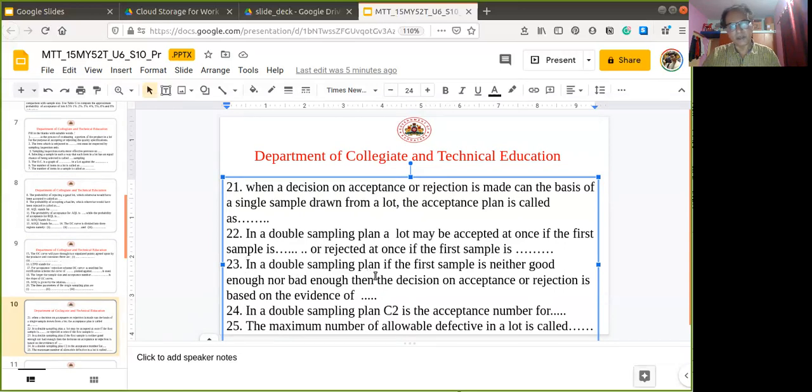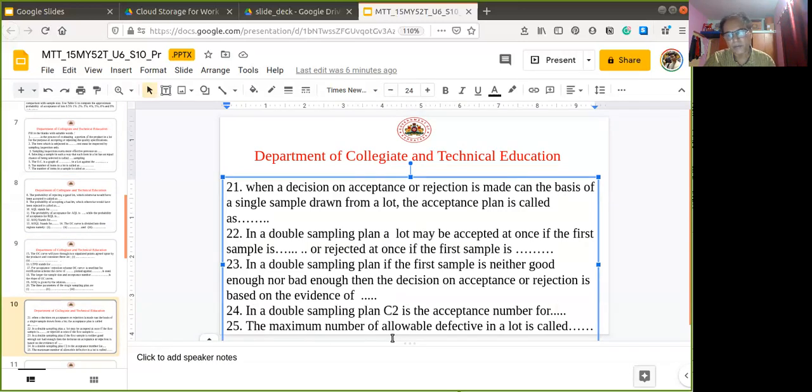In a double sampling plan, the first sample is neither good nor bad. Then the decision of acceptance or rejection is based on the evidence of the first sample. 24th, in a double sampling plan, C2 is the acceptance number for the second sample. It is for the second sample.